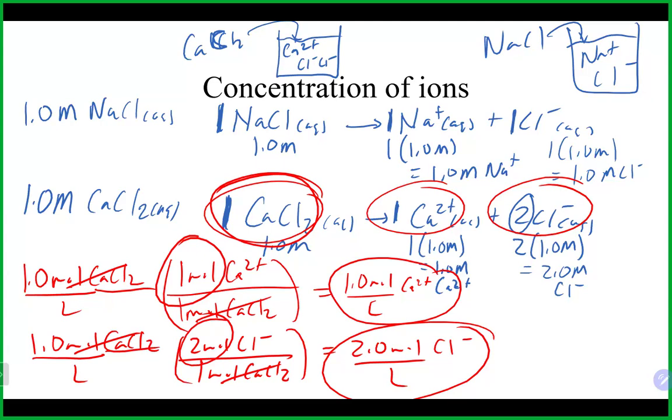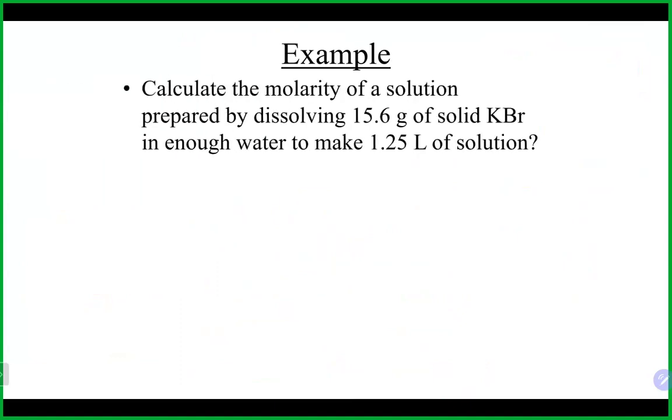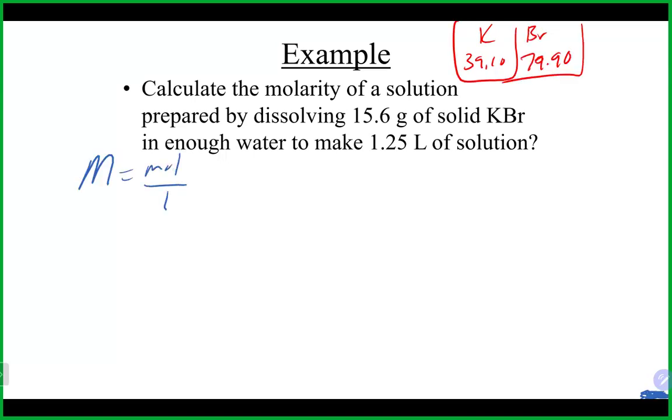Okay, so let's take a look at some here maybe. All right, so calculate the molarity of a solution that's prepared by dissolving 15.6 grams of KBr and enough water to make 1.25 liters. K is 39.10, and obviously Br, moles per liter.